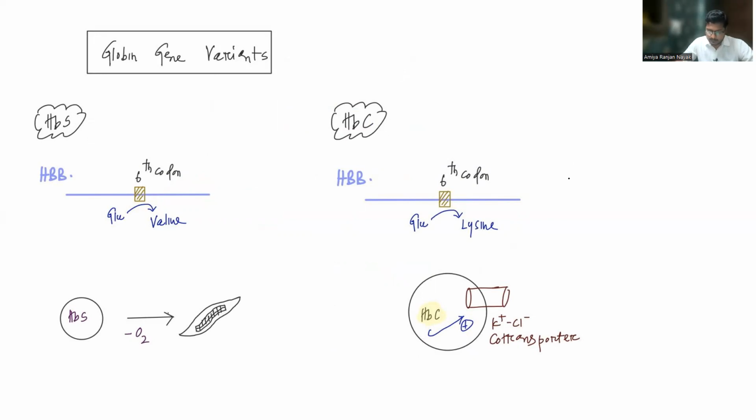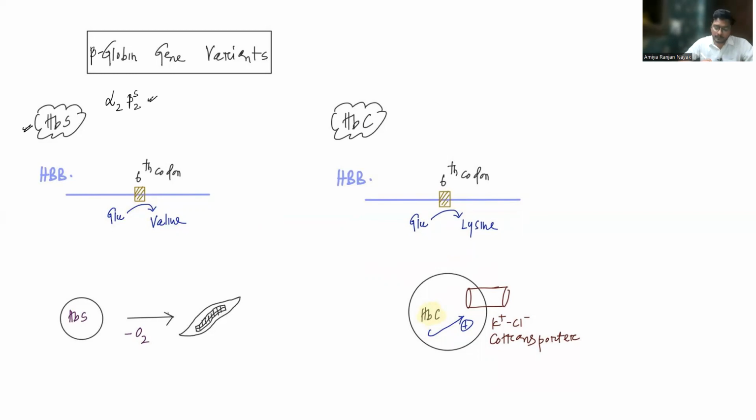Now we'll finish this with 2 hemoglobin variants. 2, I would say, beta globin gene variants. The first one is hemoglobin S. Hemoglobin S is a combination of alpha 2, beta 2S. There is some variation in the beta globin gene which will produce a different type of beta globin. Here there will be beta globin production, but it is not normal. It will be a different type of beta globin that is known as beta S.